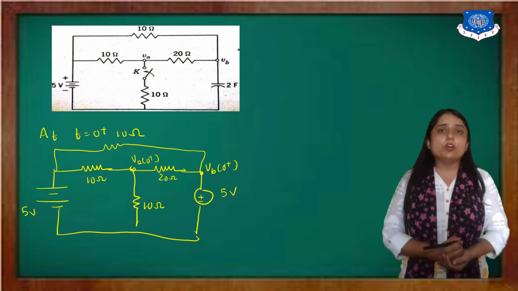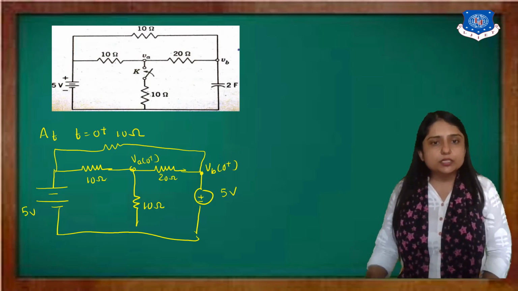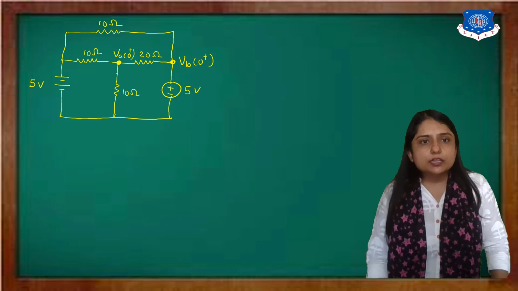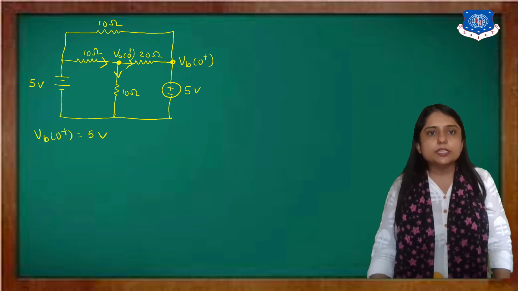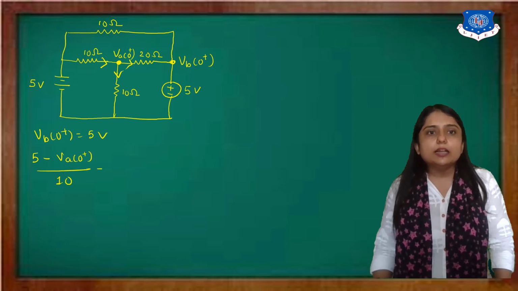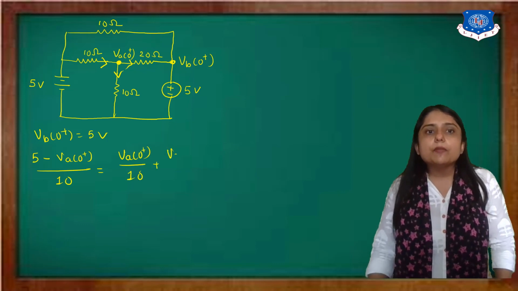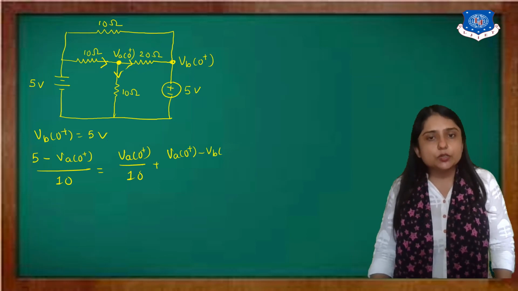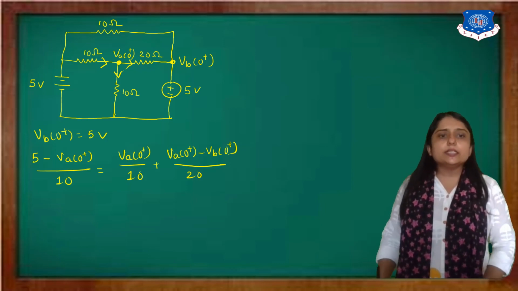Now in this diagram, we want to find the value of VA(0+). Just write the node equation. This current I am considering incoming and these two currents are outgoing. And the value of VB(0+) is 5 volt. So the incoming current is (5 minus VA(0+)) divided by 10, which equals VA(0+) divided by 10 plus (VA(0+) minus VB(0+)) divided by 20. Now just take the LCM.